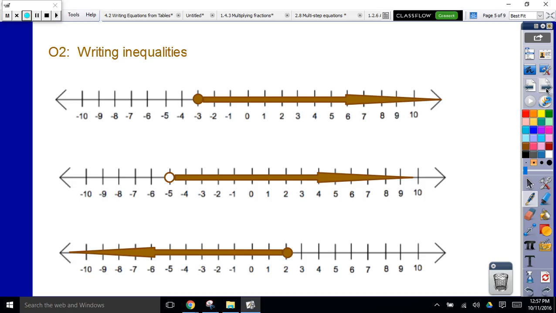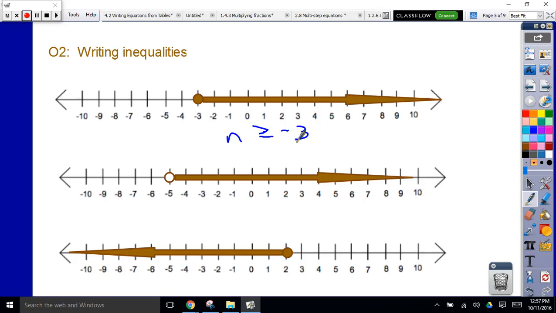n is less than -3. Well, no, if the arrow's going this way, it's greater than -3. Are we going to use an equals or not? Yeah, we need an equals. n is greater than or equal to -3.